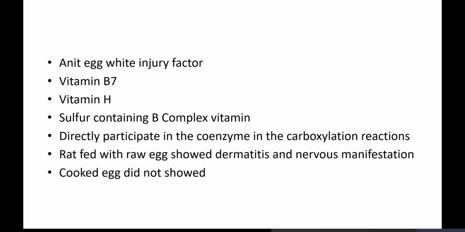There was one scientist in 1927 who observed that rats fed a huge quantity of raw eggs developed dermatitis and nervous manifestations. Also, there was a huge retardation in the growth of the rats fed with a huge quantity of, remember here, raw eggs. And then this researcher found that feeding cooked eggs did not produce any of these symptoms in the rat.